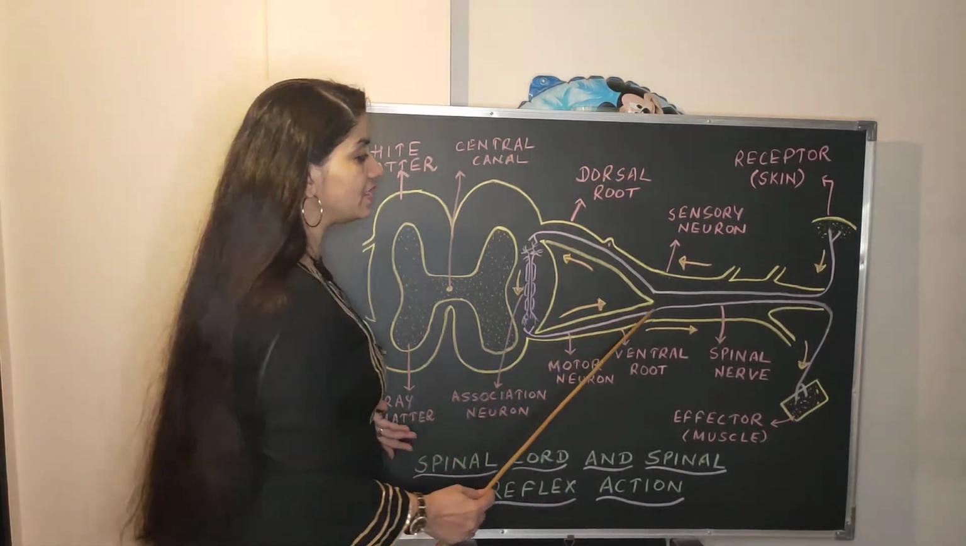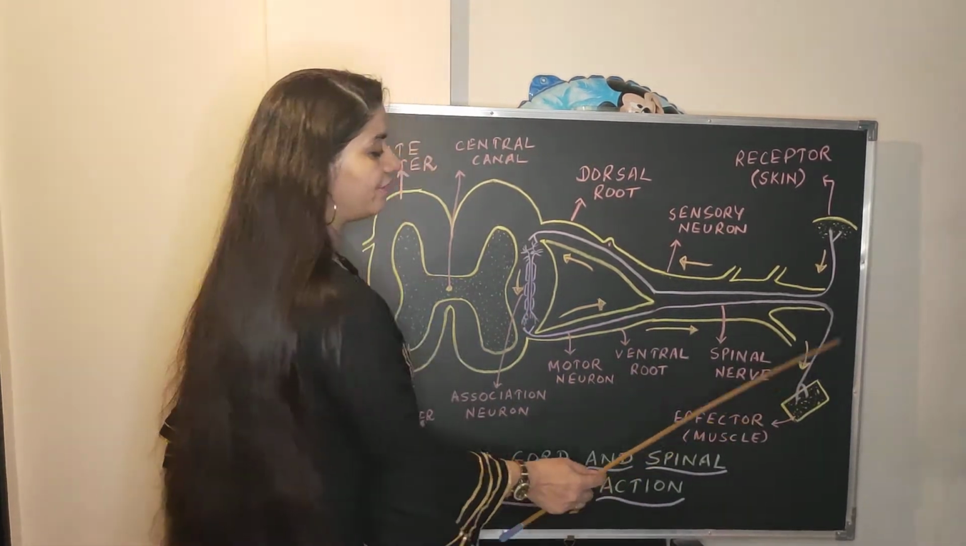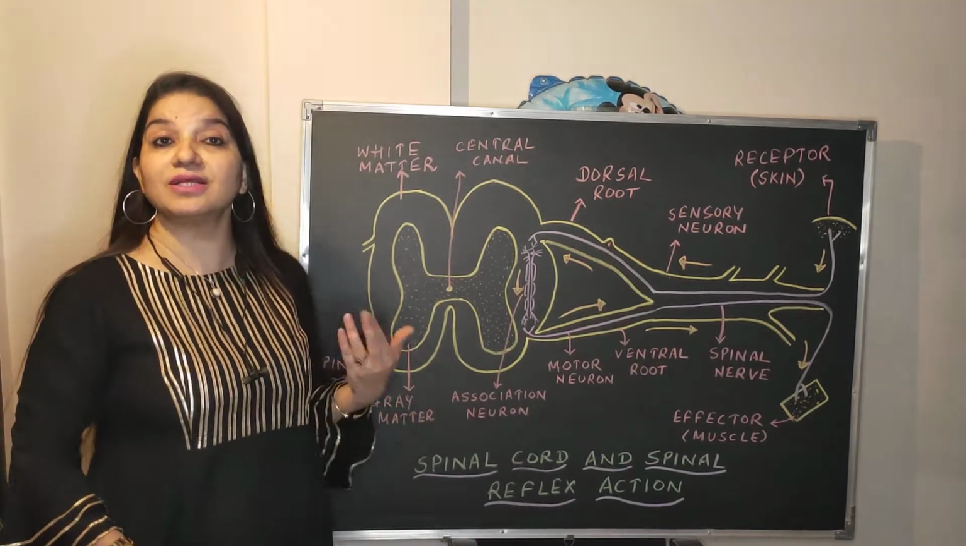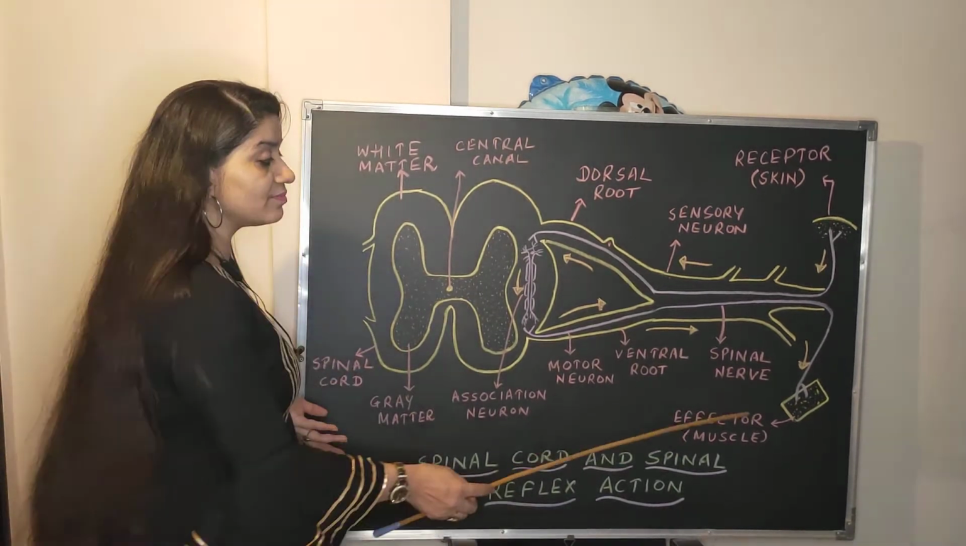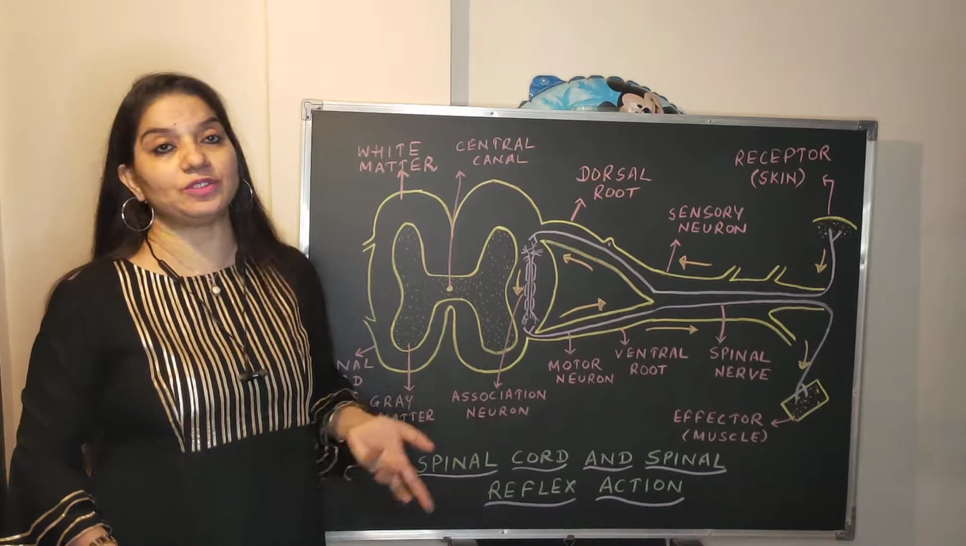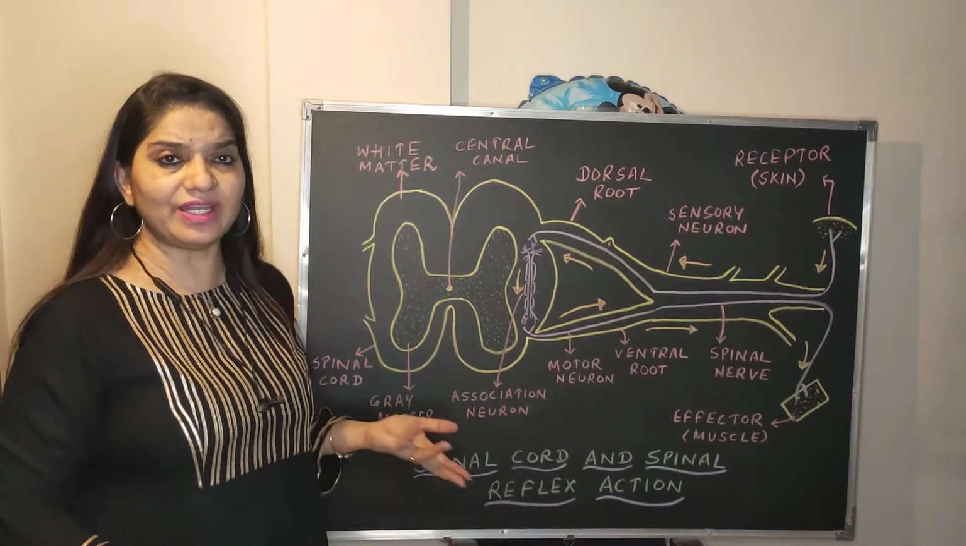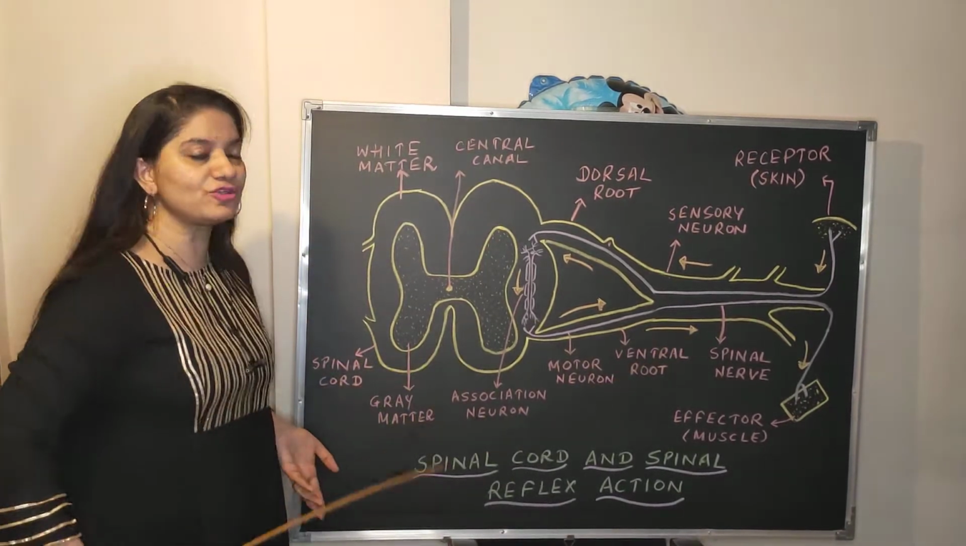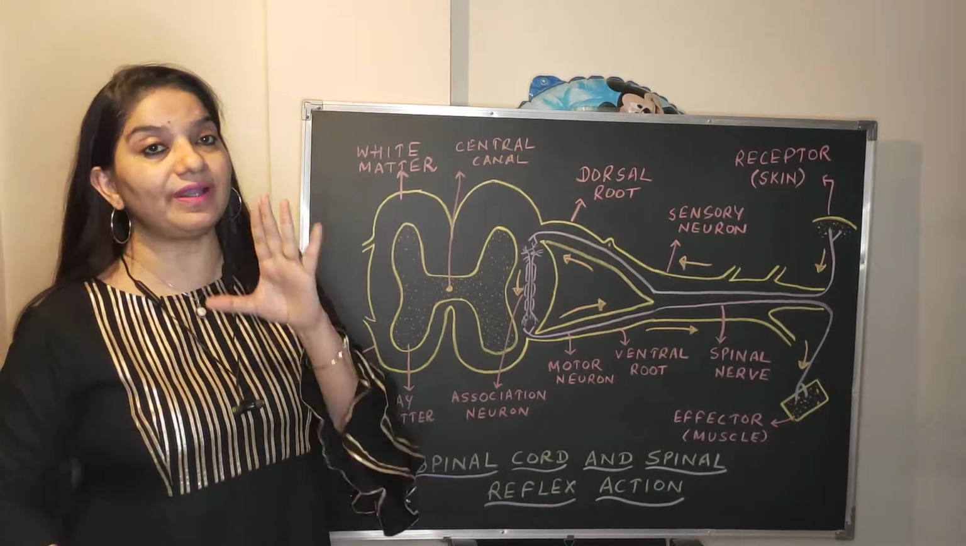These motor neurons will take this information and give it to the effectors, that is the muscles or glands, and then these muscles and glands give a response to the stimuli. Simple it is, very simple. So this is the reflex action I have shown with the help of a diagram.